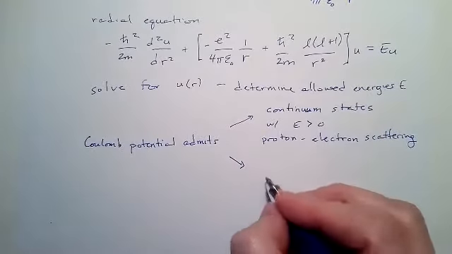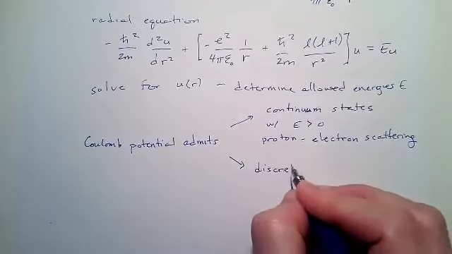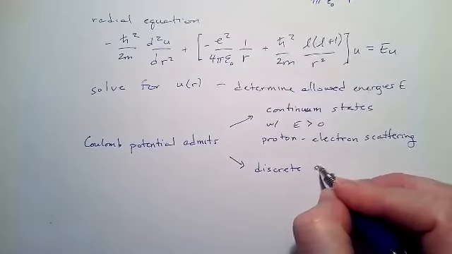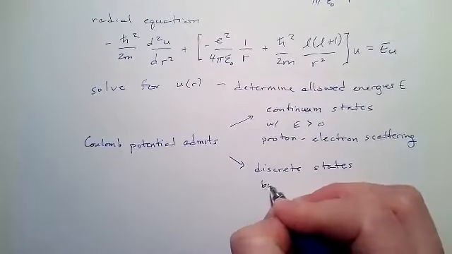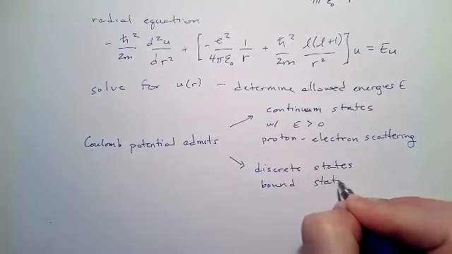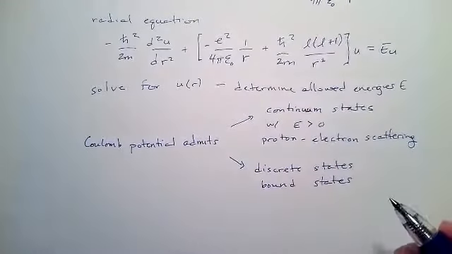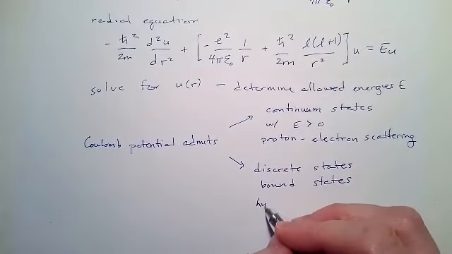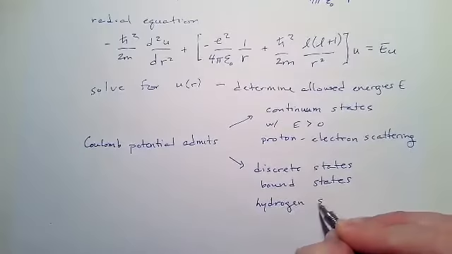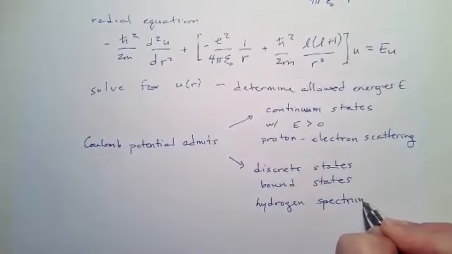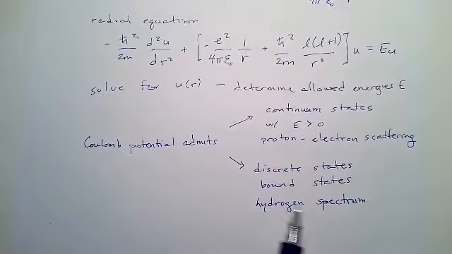Our Coulomb potential also admits discrete states, which are the bound states. We could call them either name. Those are what we typically think of as our hydrogen spectrum. So those are the energies associated with the electrons that give us the photons as the electron moves between those states that we know as the spectrum of hydrogen. Okay, so let's solve both these cases.